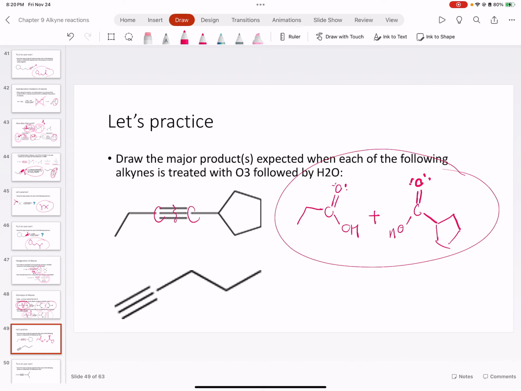So this will be our answer. Since it's in between, we can create two carboxylic acids. But down here, it's terminal. So then on one side, remember what we said, we are gonna still create our carboxylic acid, but on the other side, we're gonna create a carbon dioxide.